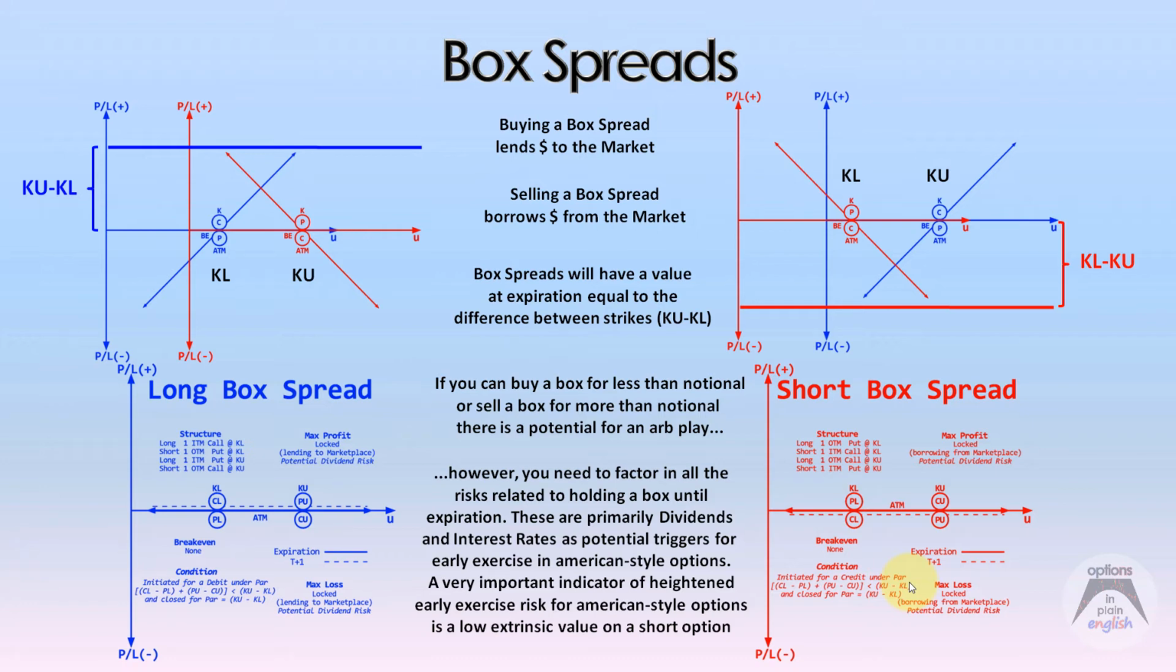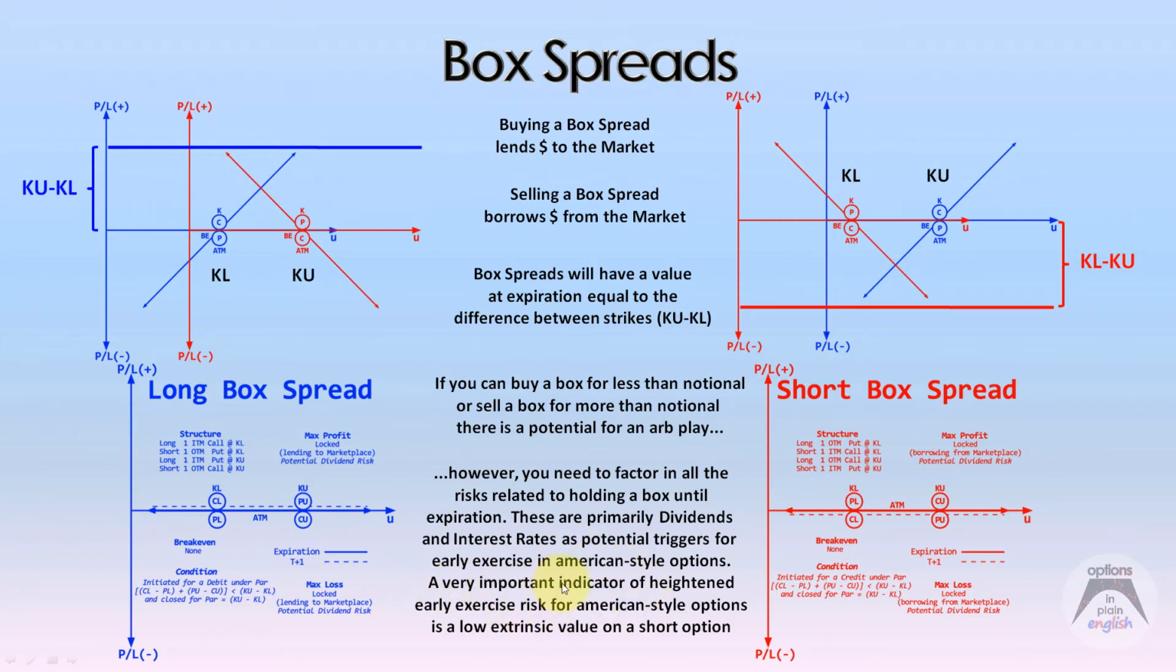If you use an index, which is European style, or some futures, which are European style, some of them are American, but let's talk about the ones that are European. You can have a box and you can't be assigned early. You can't exercise early, so you can just buy it, hold it, and then at expiration you cash out. But for American style options, you have that risk. The risks are primarily dividends and interest rates as potential triggers for early exercise in American style options.